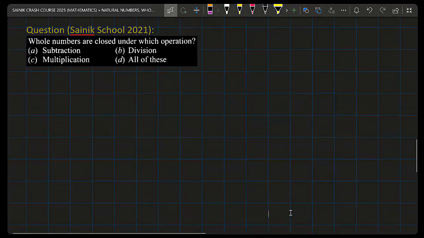All of you try the next question. Whole numbers are closed under which operation? Very simple question. Whole numbers are closed under which operation? Mayuk, can you give the answer? Whole numbers are closed under subtraction. So no. Can you give one counter example?